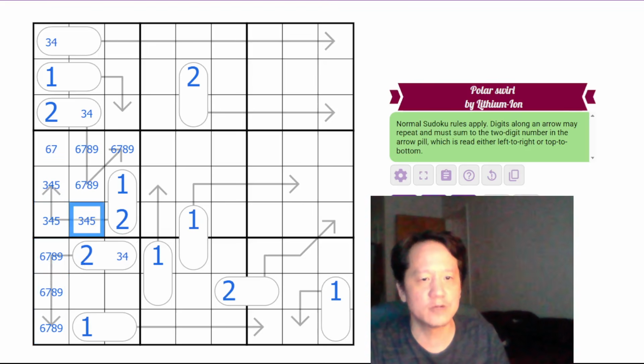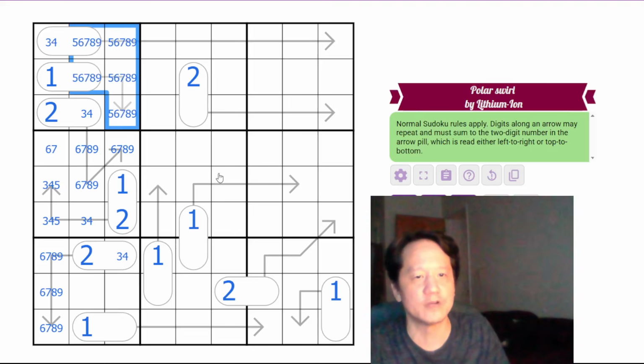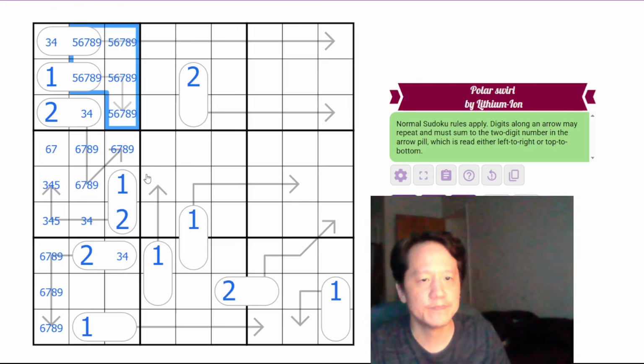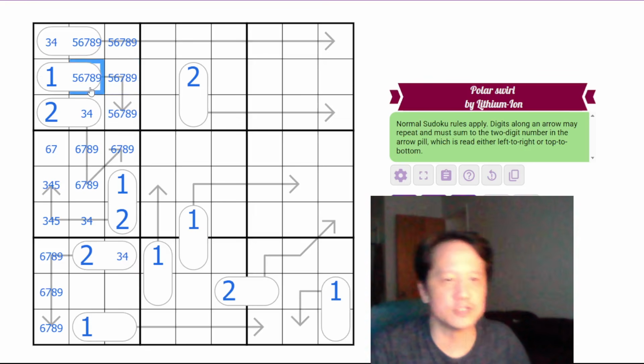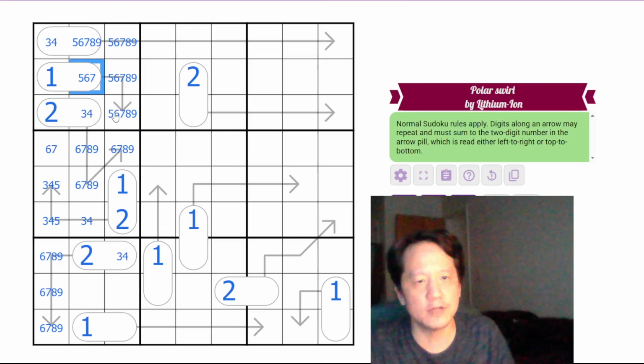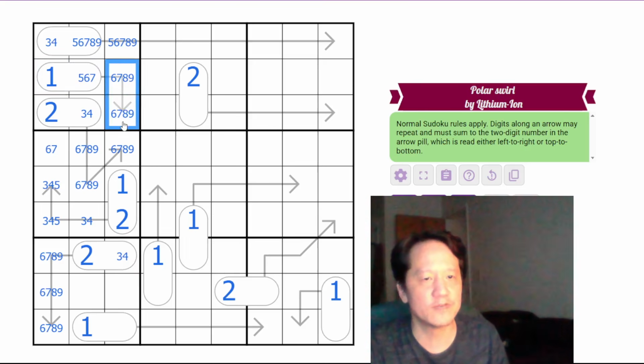5 has to be here, which means this can't be 5. Remaining digits in this upper left-hand box are 5 through 9. So this is a sum of 2 unique digits. So it cannot be 8 or 9 here. It's 15, 16, or 17, which means this can never have a 5. It's either 6, 9, 7, 8, or 8, 9 here.